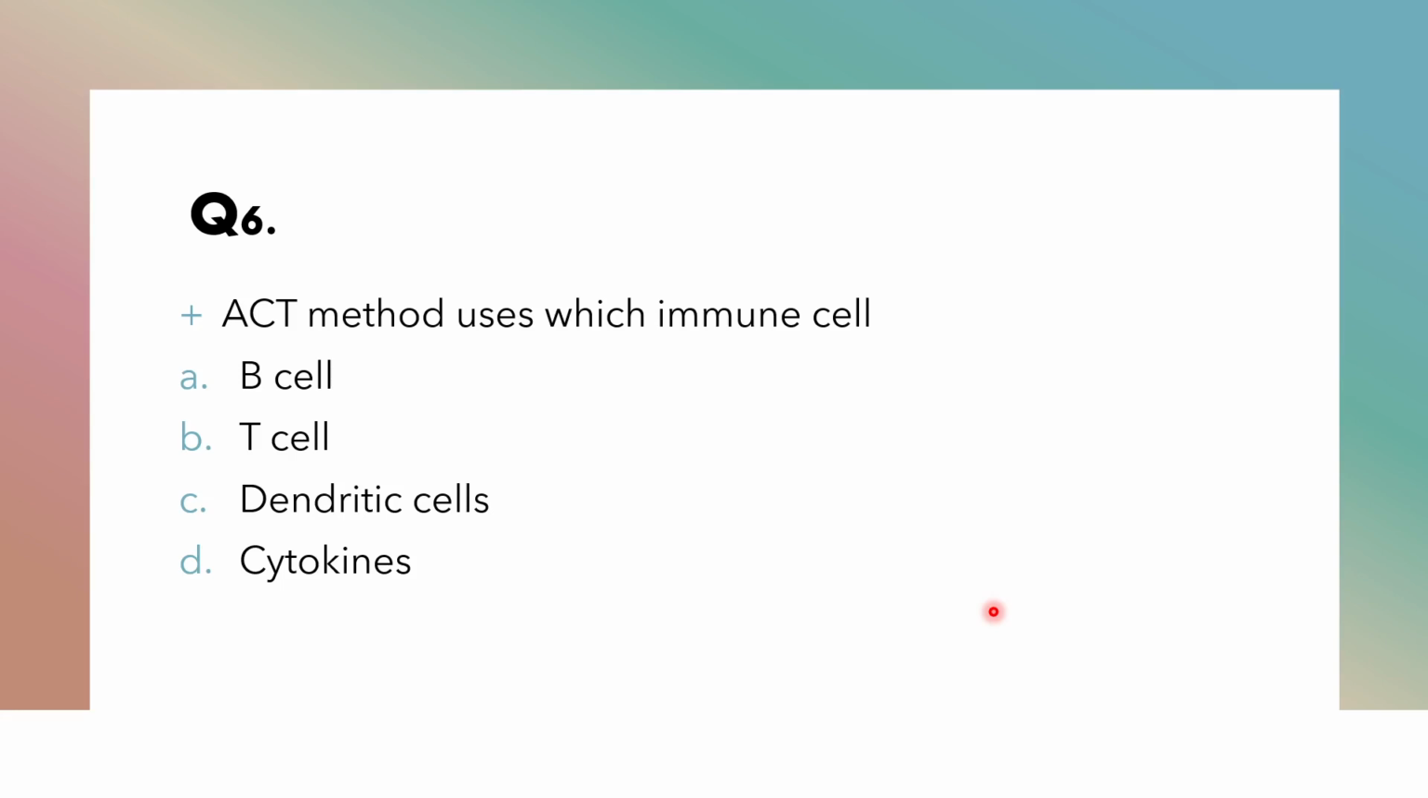So this is our next question. The ACT method uses which immune cell? ACT means adoptive cell therapy. Does it use the B cell, T cell, dendritic cell, or cytokines? Which one is it? Everyone, please try to answer this question, then we will be discussing it in 2 minutes.